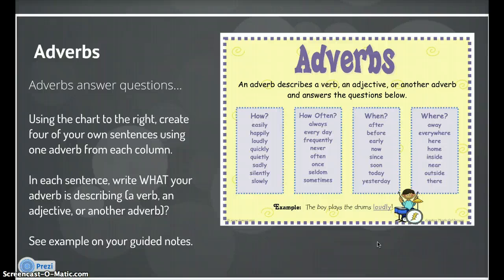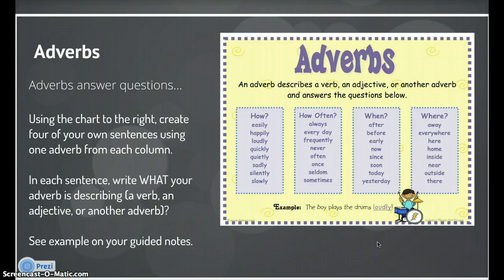Adverbs are words that can describe verbs, adjectives, or other adverbs. Before you even look at what I've written on the left, look at the picture on the right. Adverbs describe how something is done, how often something is done, when something is done, and where something is done or where something happens. All of the words in the adverbs box are describing how often, when, and where. Okay, now look at the left-hand side. I've written that adverbs usually answer questions.